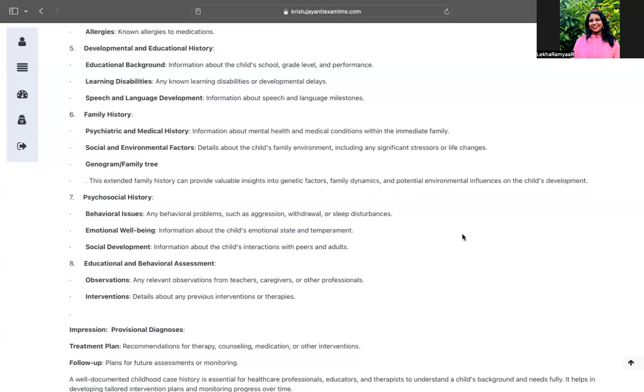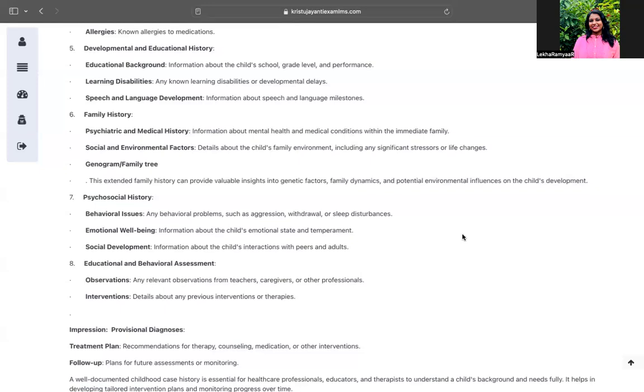Up next is emotional well being. So, is the child having a stable emotional state? Or is the child being too overly sensitive? If so, what is the reaction to such an emotional outcome? Or even to talk about the general temperament of the child. How is the child in terms of his or her emotional state? And the next is social development. We discussed this already. So, how is the child in terms of talking to or interacting with his or her peers and other adults? Okay.